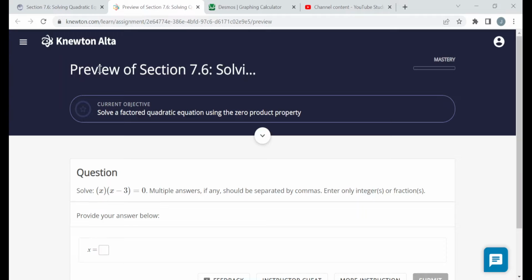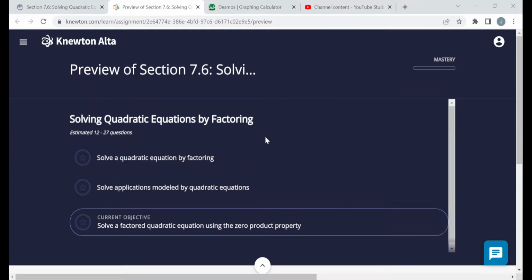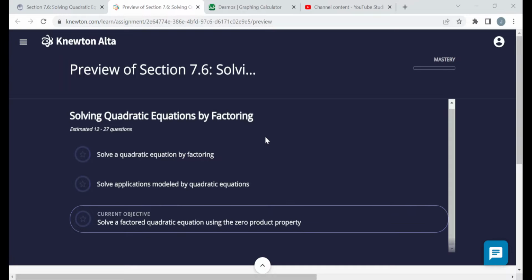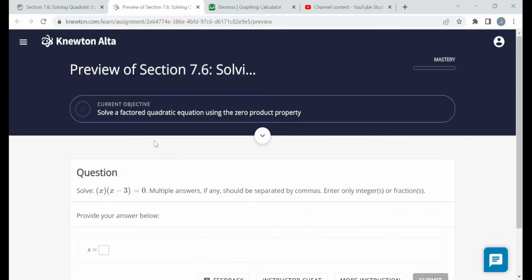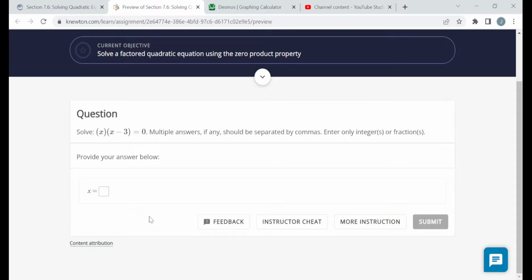Alright, so on the assignment page you should have the title, the mastery bar telling you how far along you've gotten, the objectives, and it looks like there are 3 objectives in this assignment. Under the current objective, there should be a question related to that objective. And at the bottom of every question, you should be seeing a feedback button where you can send feedback to Knewton if you wish. You will not have this instructor cheat button. This is for instructors only. But you will have a more instruction button.